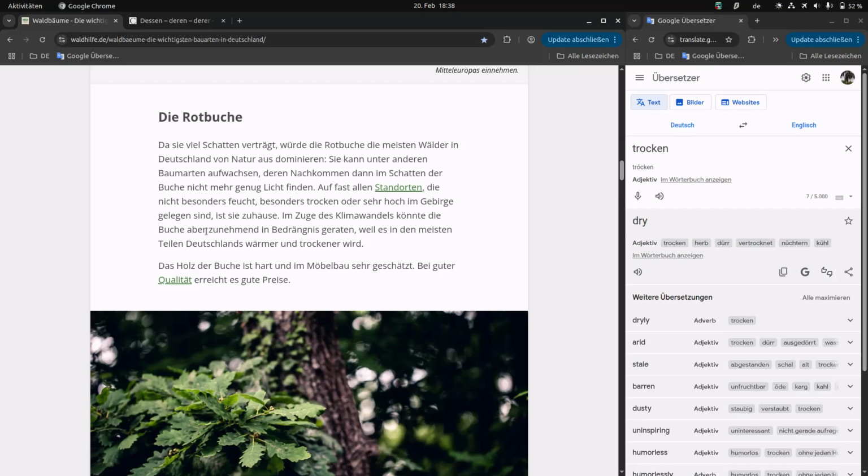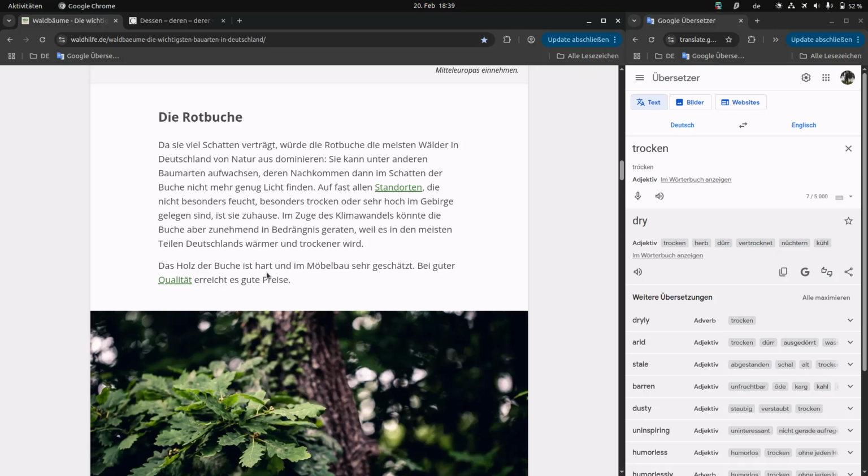Could the beech, but increasingly get into trouble? I'm just going to say it this way, or into trouble gets, something like that. Because it's in the most parts of Germany warmer and drier gets, or becomes. So in the course of the climate change, the beech could increasingly have less space left, I would say, or be threatened, you could also say, because in most parts of Germany it is getting warmer and drier.